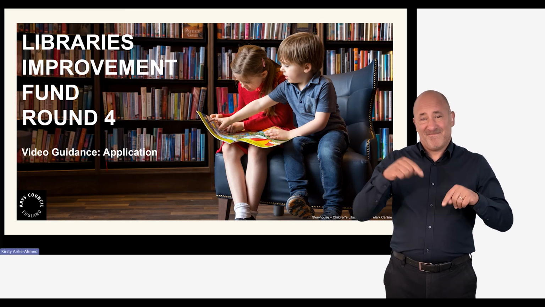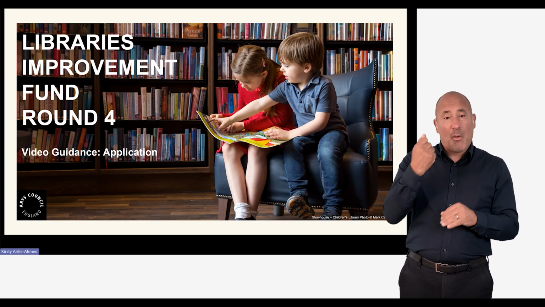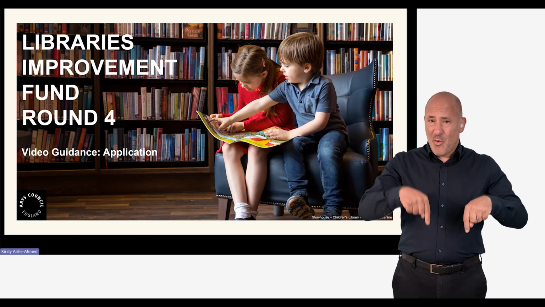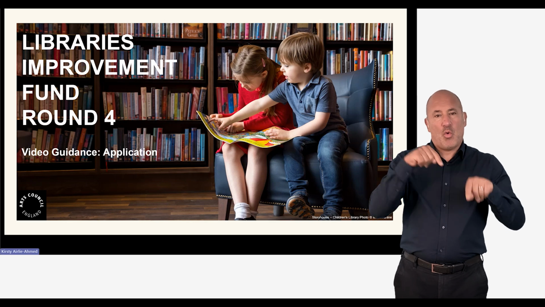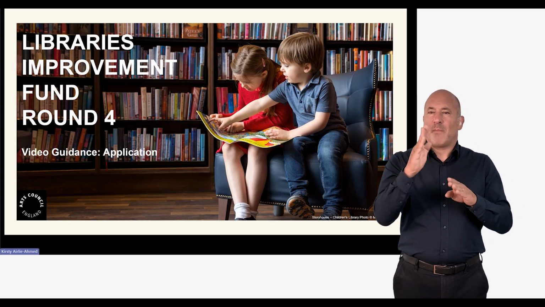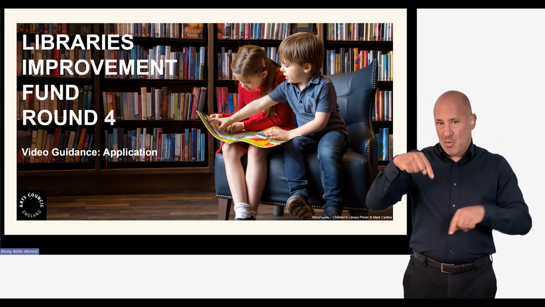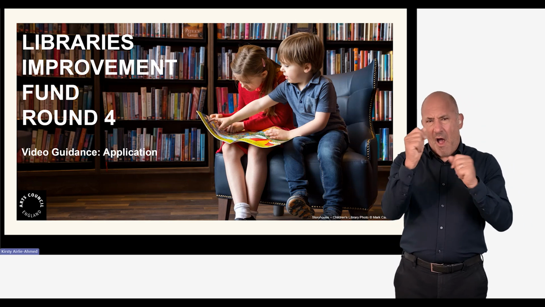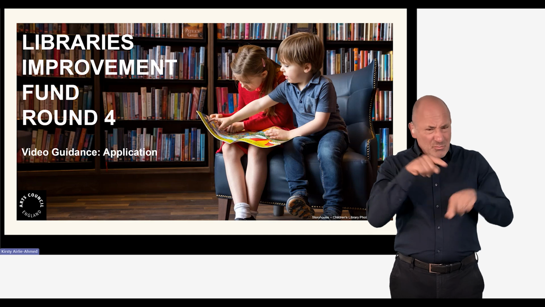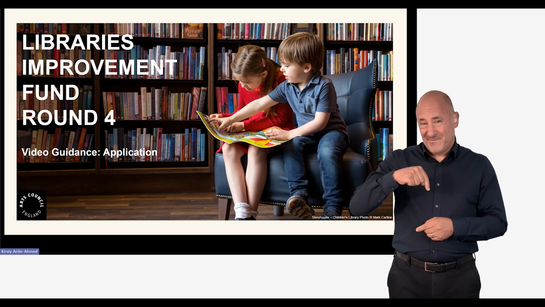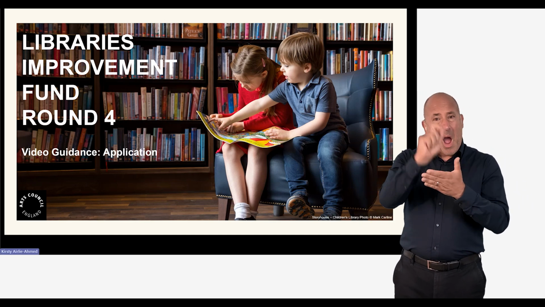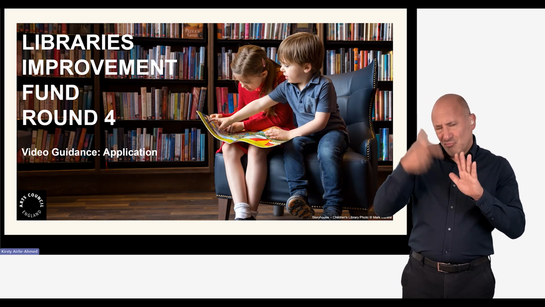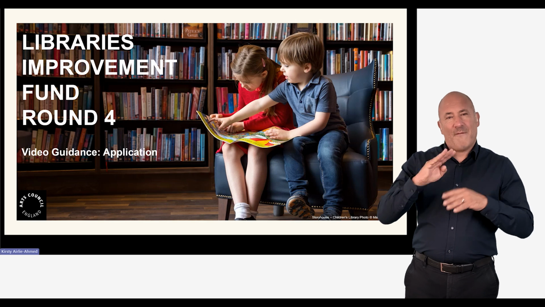You will find the PowerPoint file with notes alongside a transcript on the same webpage as this recording. This is the second of two guidance videos about Round 4 of the Libraries Improvement Fund. The first was an introduction to the fund and a guide on how to complete the expression of interest, and can be found on our website. This second video will focus on the application stage and is for those who have been recommended to proceed to submit a full application to Round 4 of LIF.